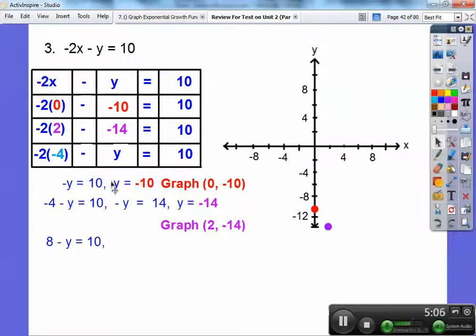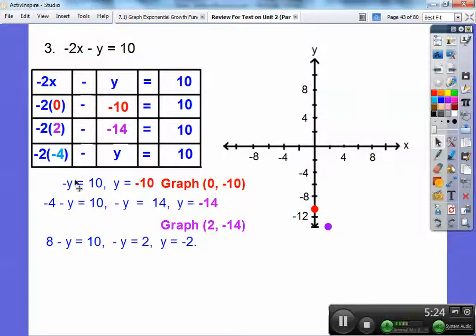So I get positive 8 minus y equals 10. So I'm going to subtract 8 from both sides. So I still have this minus. Watch out, there's still a minus right there. So it's still negative y equals 2, because 10 minus 8 is 2. So divide both sides by a negative, and then we get y equals negative 2.